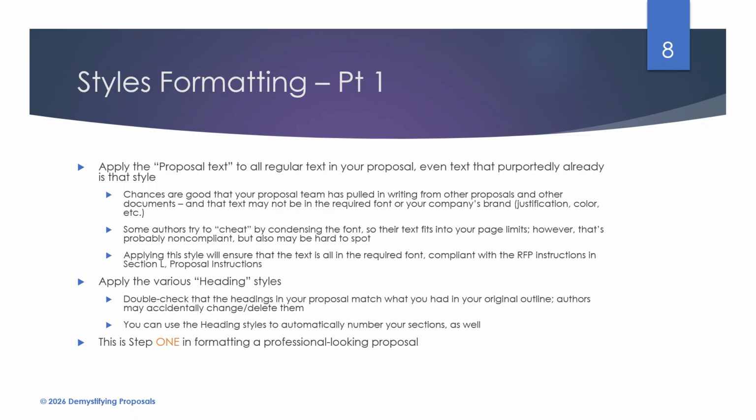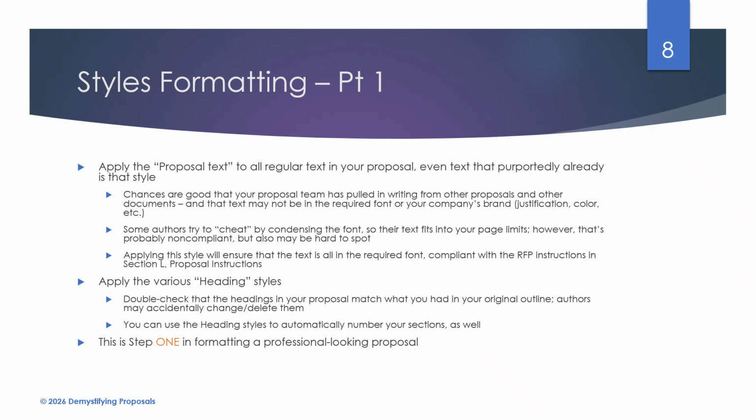So now that we've talked about all the styles that you likely want to set up in your template, we'll talk about how you use them when you're formatting. We talked about this to some extent when we talked about the styles themselves, but we're going to just sort of reinforce that here. So you want to apply proposal text to all regular text in your proposal, even text that purportedly already is that style when you're finally doing your final formatting.